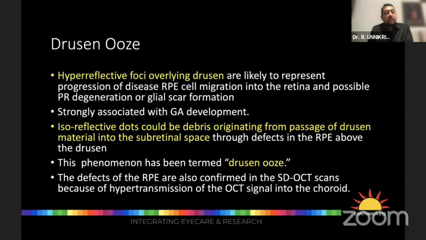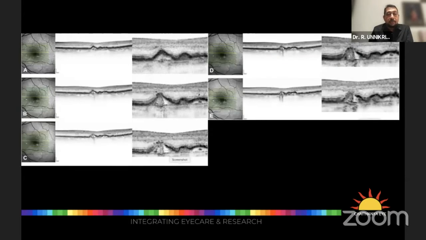An interesting thing we see is also called drusen ooze, which is characterized by two significant features. First, the presence of hyperreflective foci overlying the drusen, and second, isoreflective material, which is equivalent to the drusen content, coming through these defects in the RPE above the drusen. This phenomenon has been called drusen ooze. It's very nice to see some of the similar pictures initially showing hyperreflective dots on the top, with some isoreflective dots inside, and then a giving way of the RPE with the isoreflective material coming outside, like oozing out of the drusen.